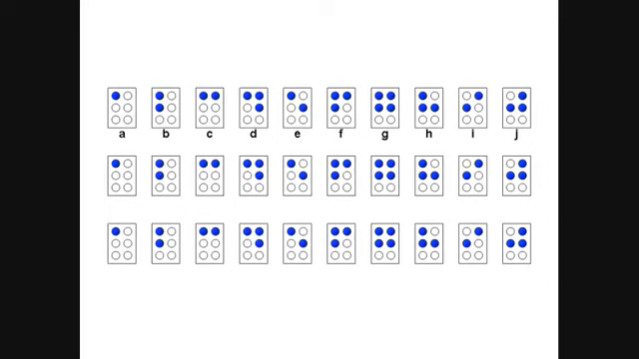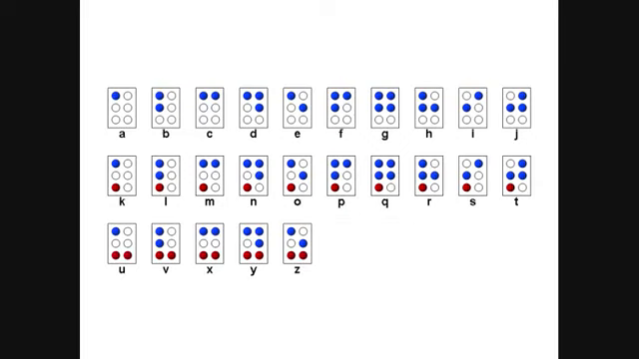We'll use the second row to represent letters K through T. And to make these cells different than the first row, we'll also raise dot 3. For letters U through Z, we do the same thing, except we raise both dot 3 and dot 6. For now, we'll discard the rest of the cells on this row, as we won't see them again until we get to Grade 2 Braille.